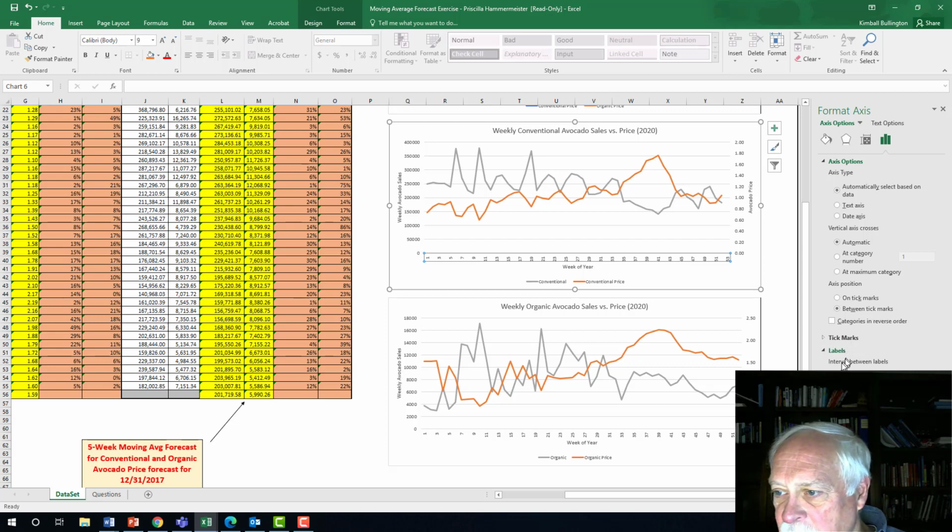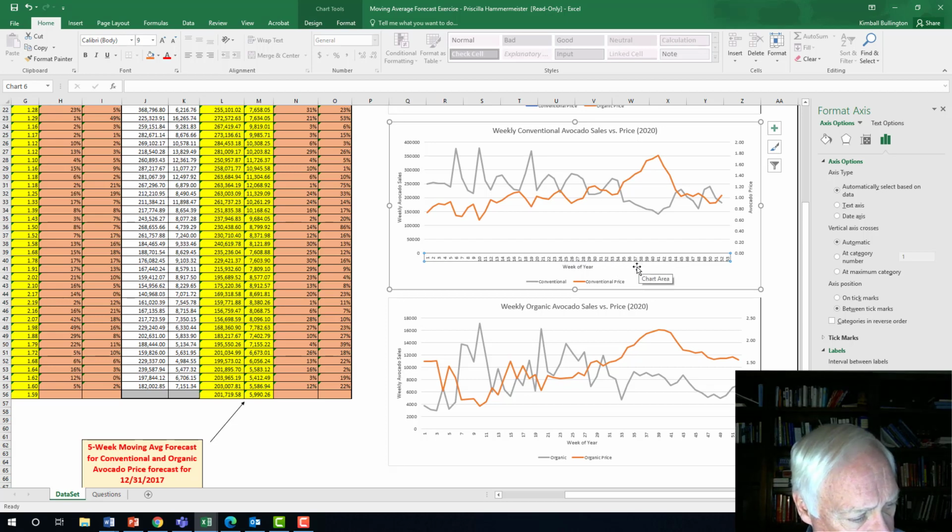So here it says specify the interval between the labels, and it's on automatic, and that's what made this. So let's go to specify interval units and click on that, and it's 1, and now we've got all of those numbers without skipping any of the numbers.